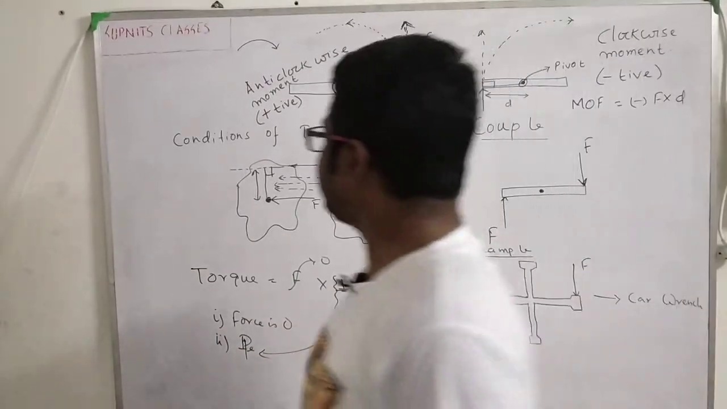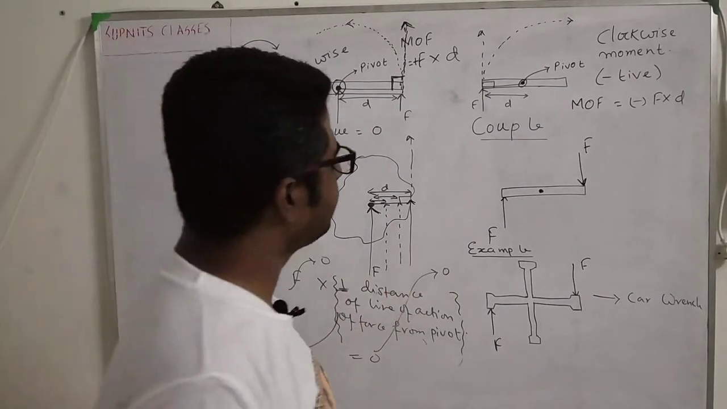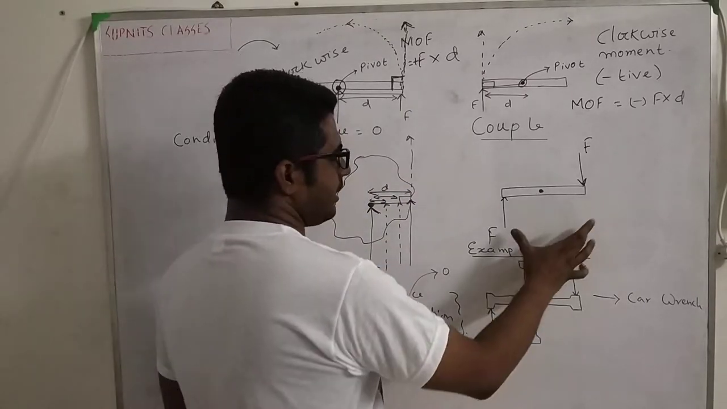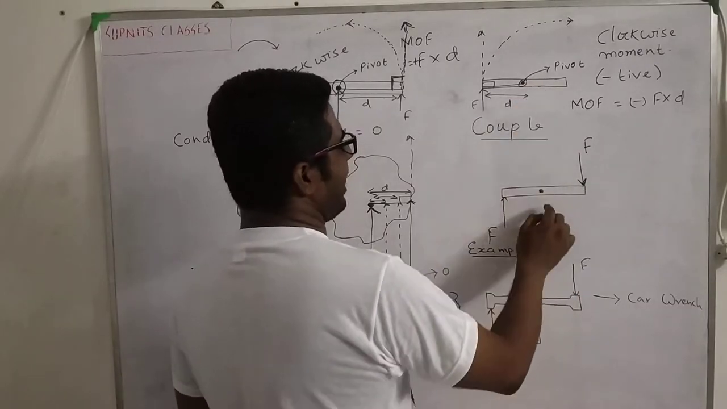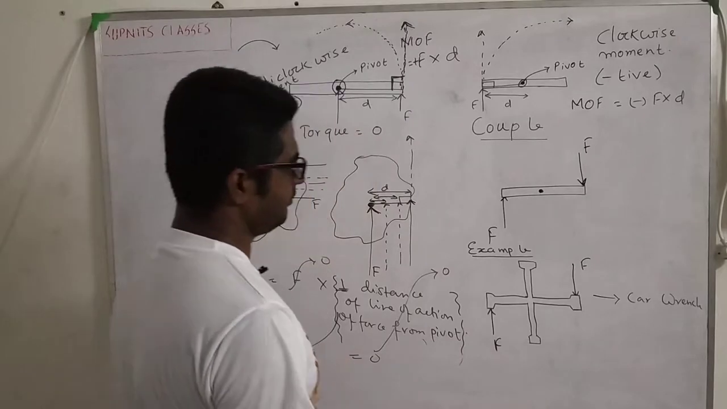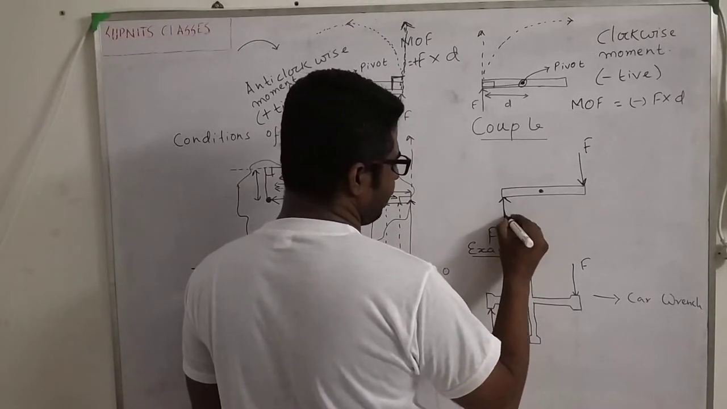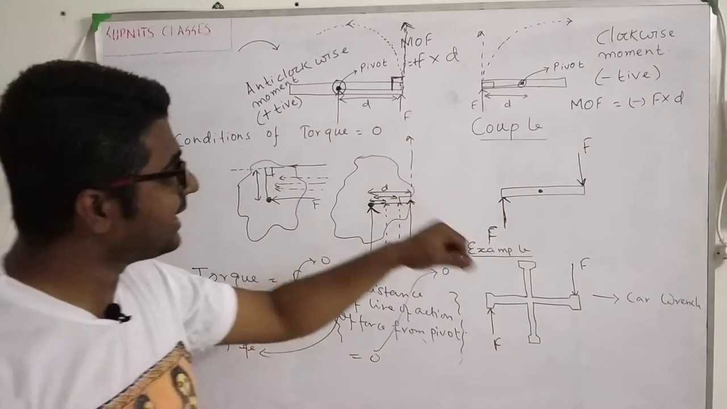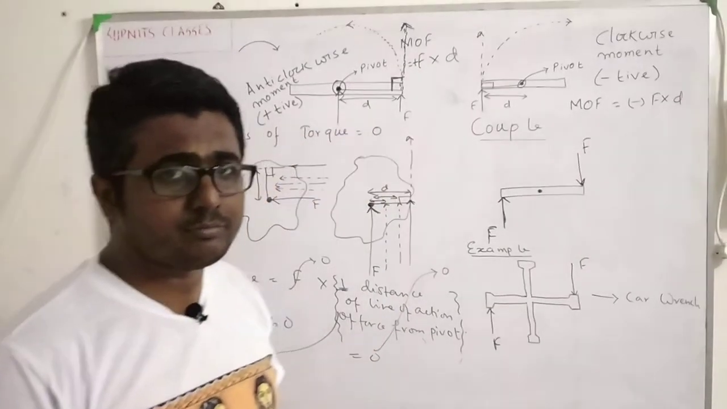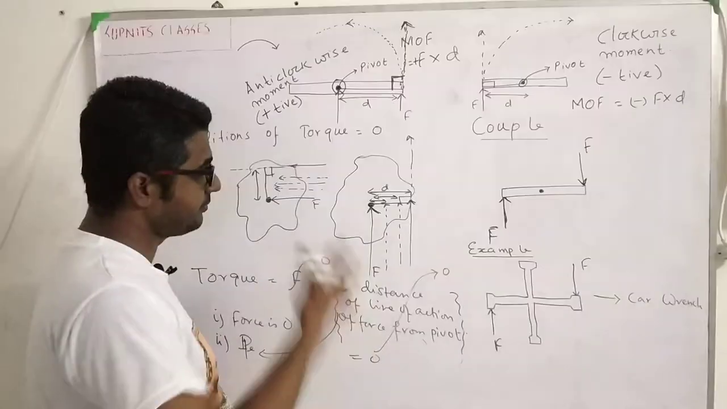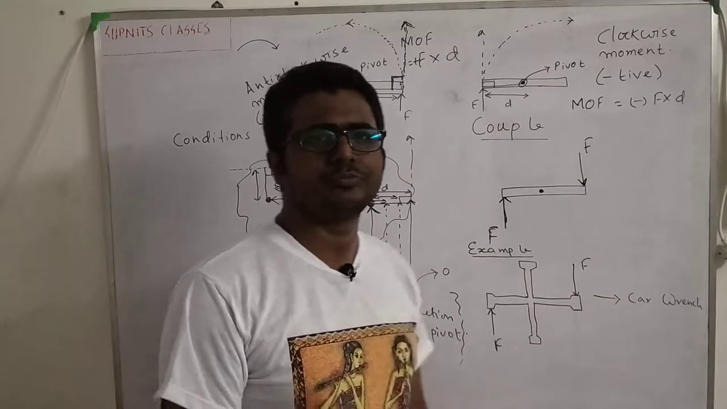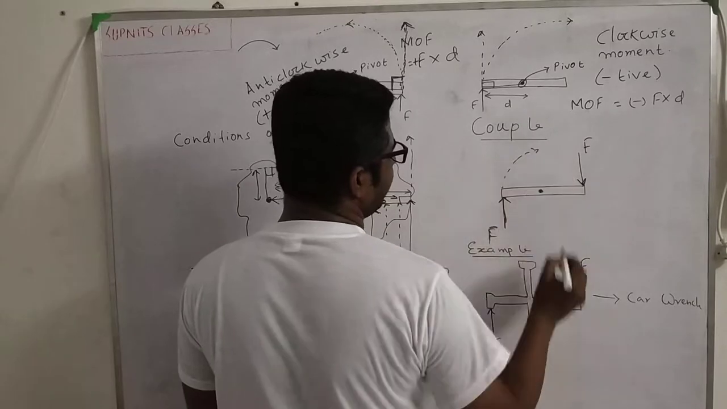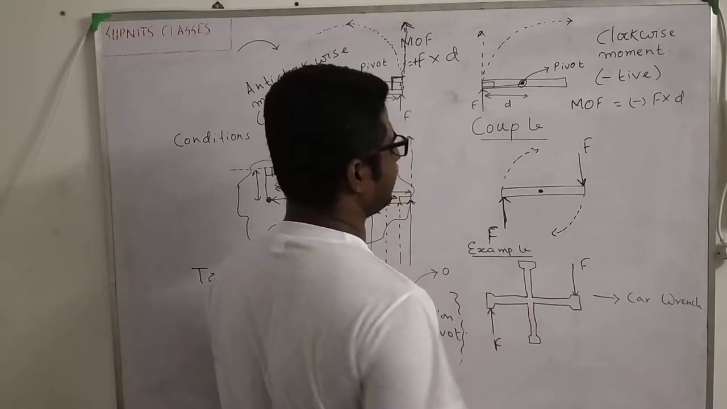Okay. Next thing that we'll try to understand is couple. Okay. So in case of couple, what is a couple? Suppose I have taken the same bar basically pivoted at the middle. So here I have put some force which is F, and here also I have put some force which is also F. So in both the cases the force is F acting in different direction. Is it so? This is clockwise. If you trace this part, this also clockwise.